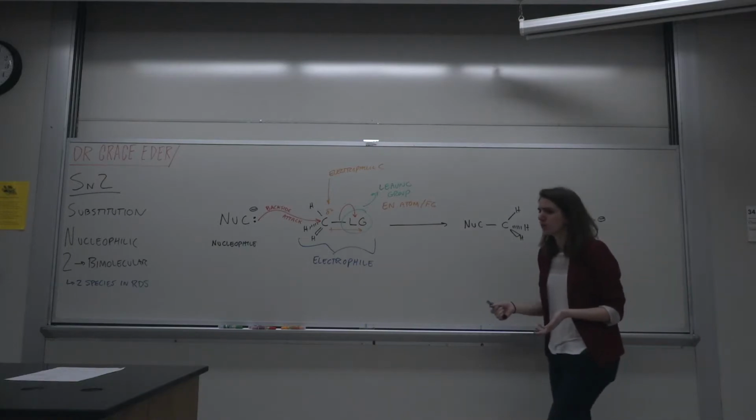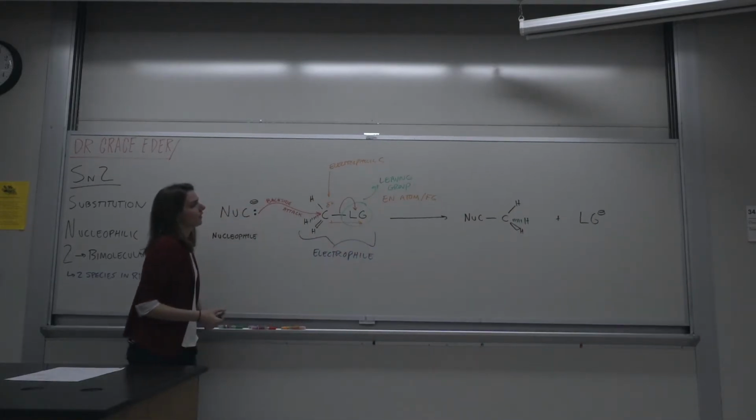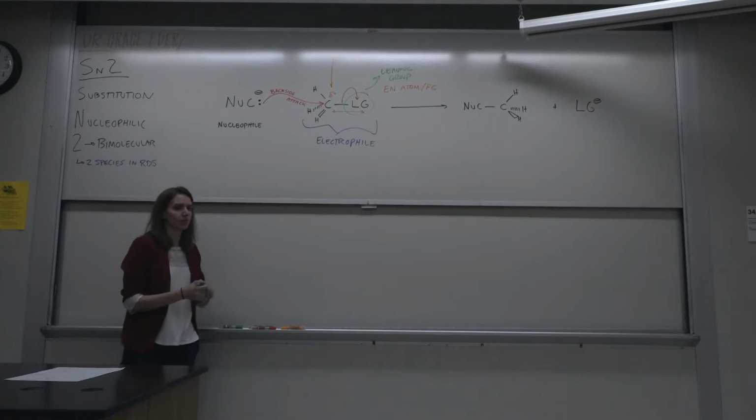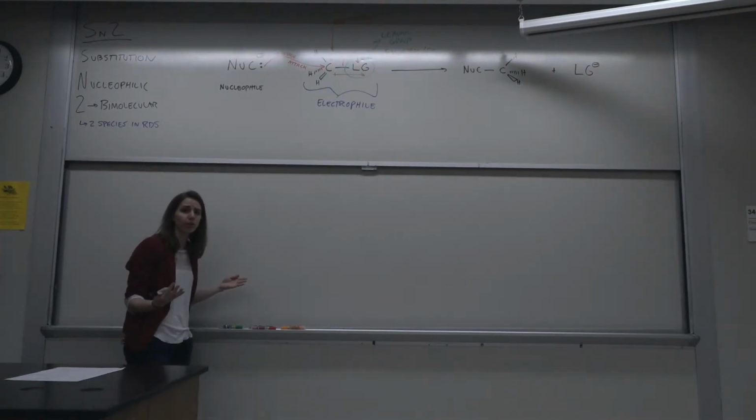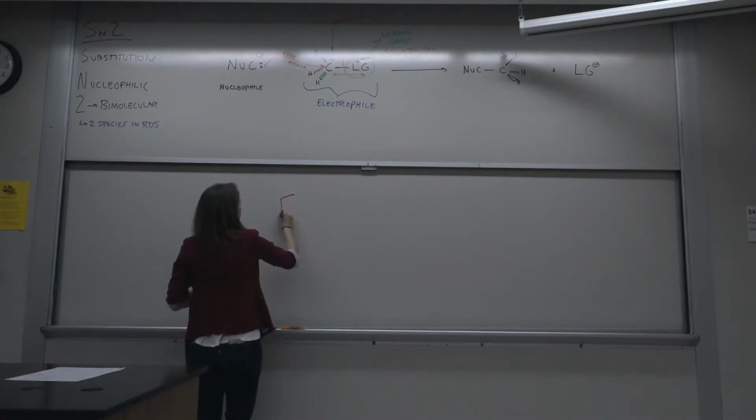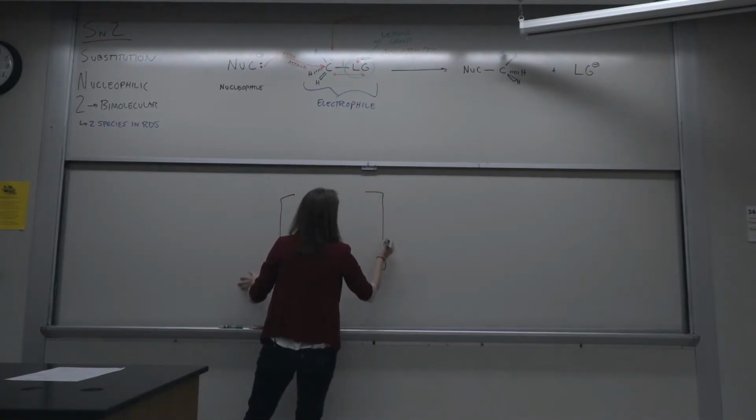So if we were to talk about that rate determining step that I mentioned earlier, we could draw out a little diagram for what that looks like. At the highest energy point, or the transition state, we could draw a cartoon of what's happening that looks something like this.